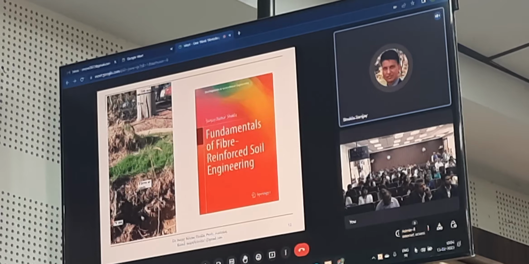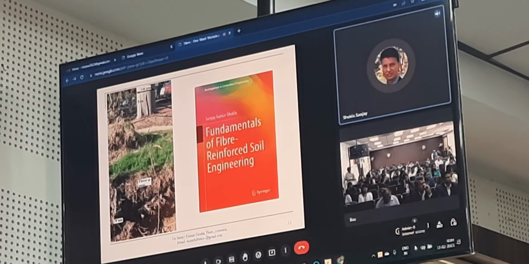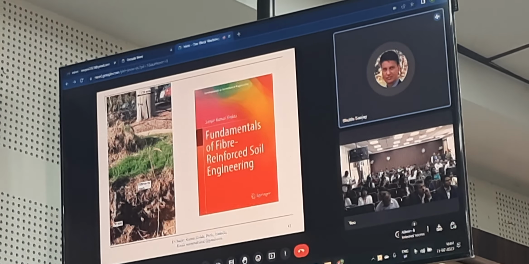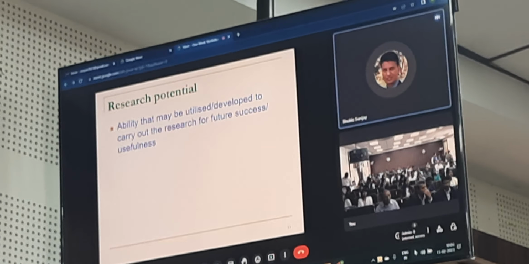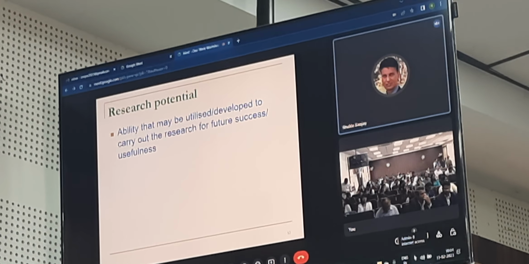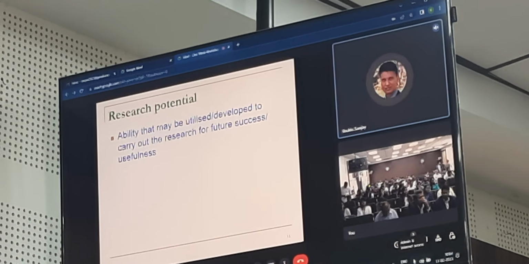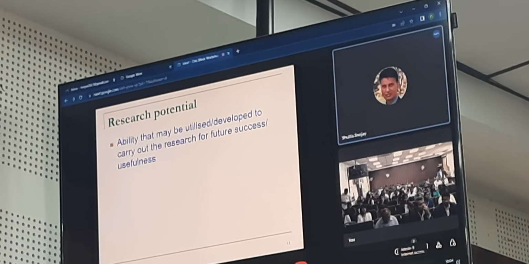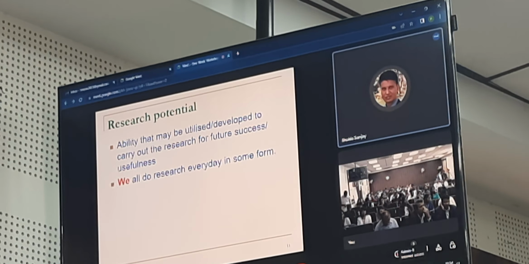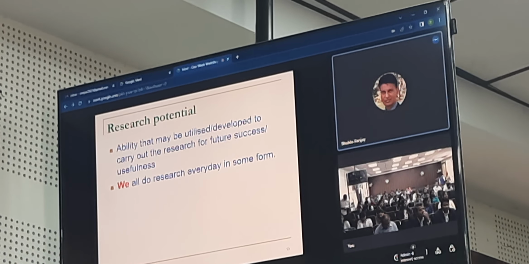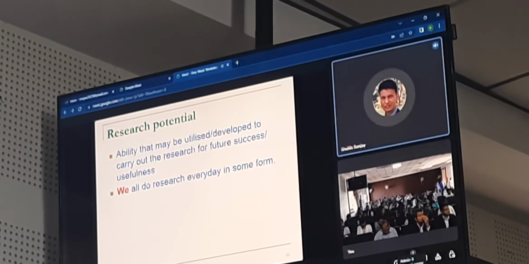In my civil engineering fundamentals of technology, research potential relates to our ability that may be utilized and developed to carry out the research for future success, or we can say usefulness. We all do research.